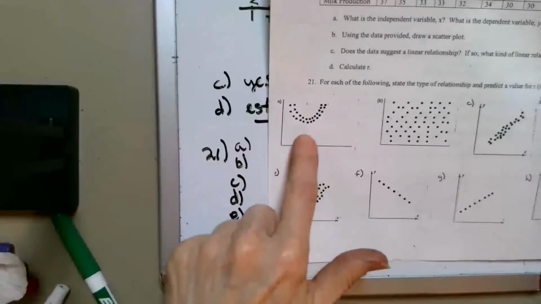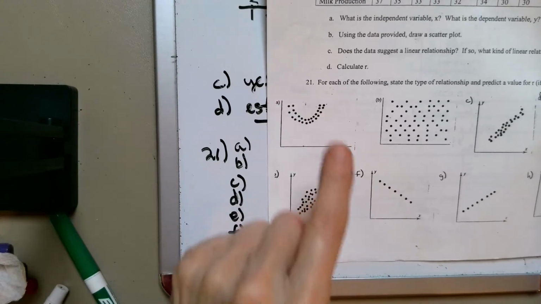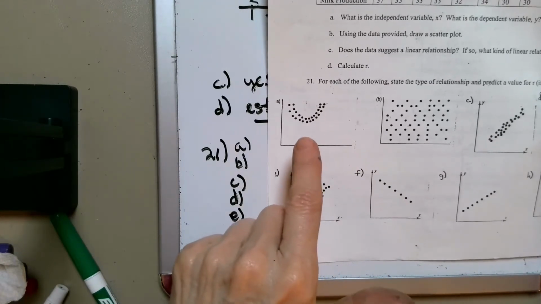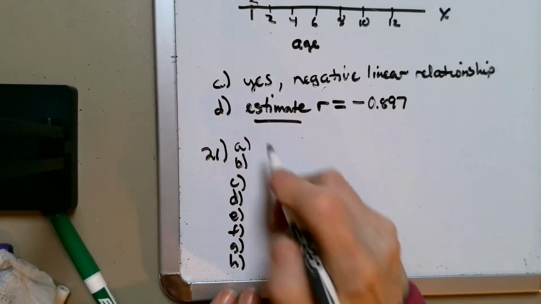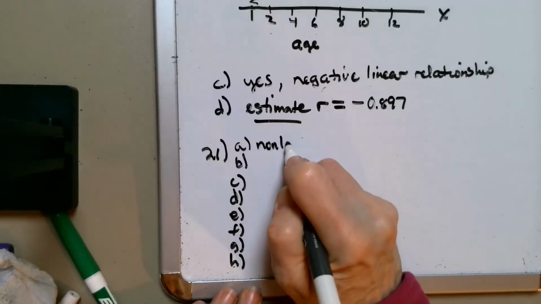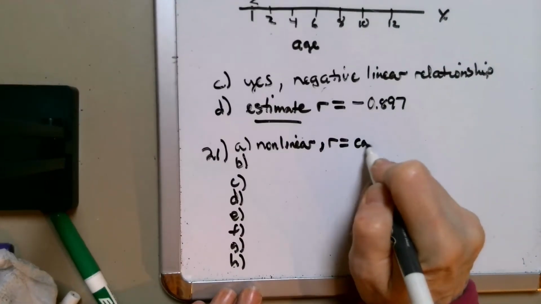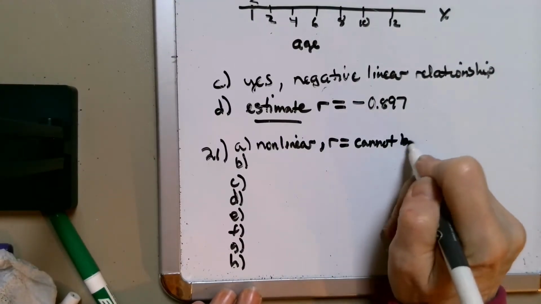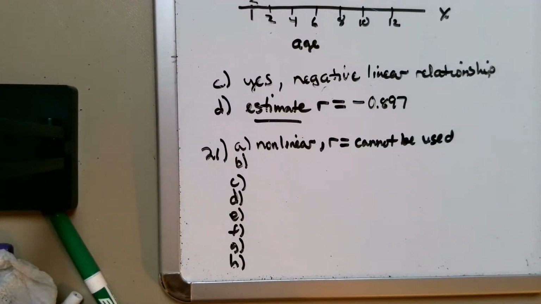Okay, so if I look at A, 21A, that is not a linear relationship. That's a quadratic relationship. There's definitely correlation, but it's just not linear. So what we can say here is the type of relationship is nonlinear. So R cannot be used or predicted here because R is only for linear correlation.